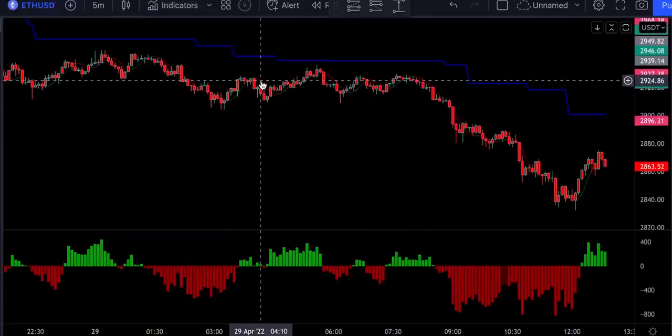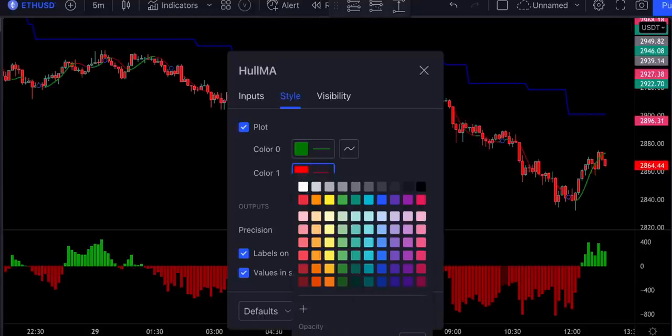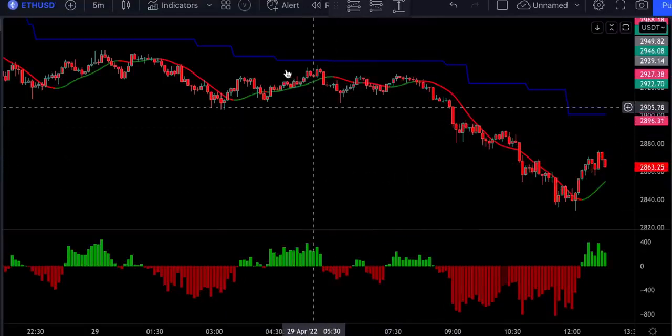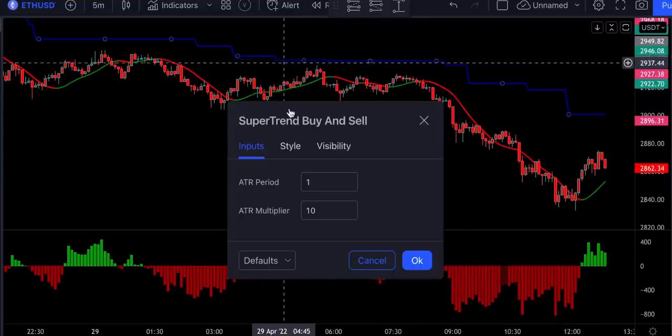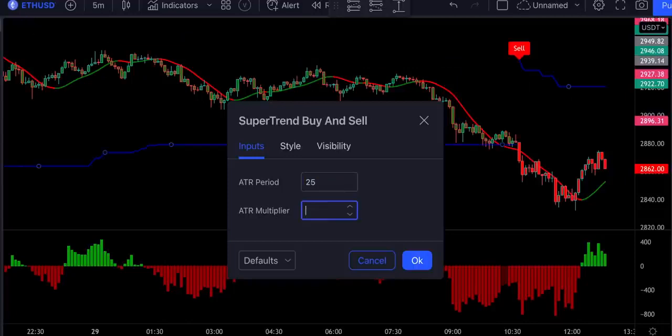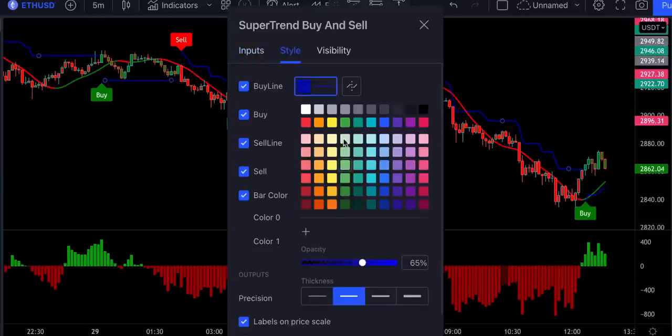Okay, so now let's adjust these indicators one by one. First we're going to double click on this Hull MA and make this line a bit more visible. Also, in our input section, we're going to change the period from 16 to 42. Now let's double click on this Supertrend indicator and change the ATR period from 1 to 25 and the ATR multiplier from 10 to 2.7. Also, let's color these lines in green and red.